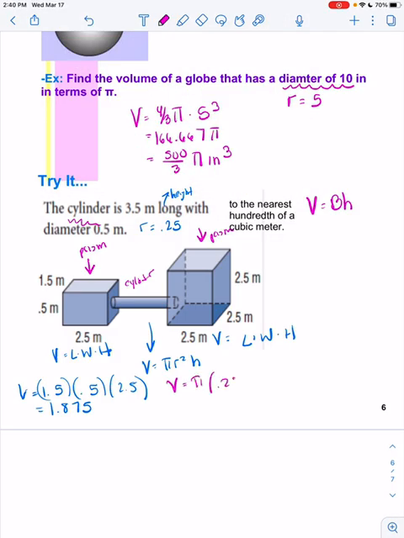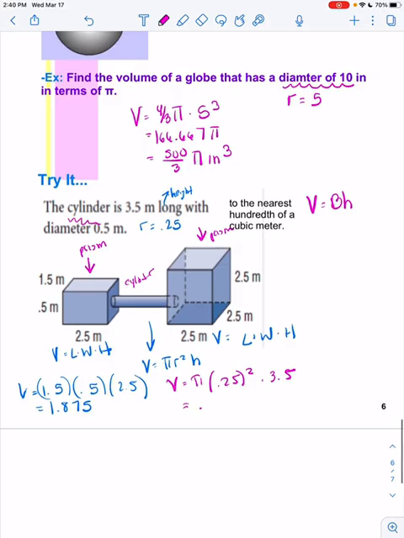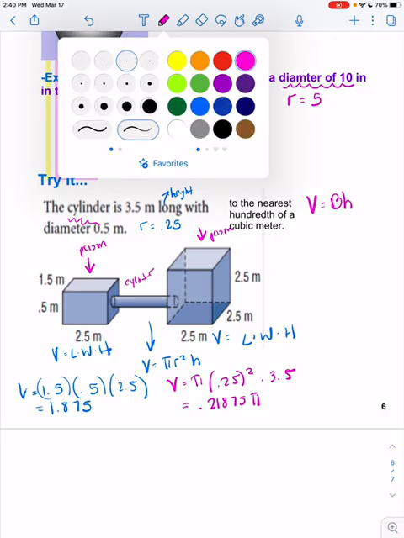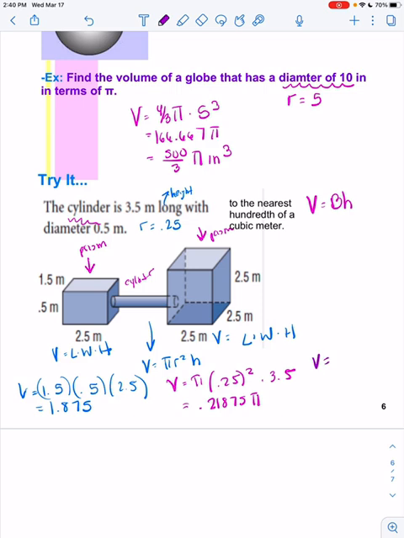Change the colors just so you can see the difference for the middle shape. Pi times 0.25 squared times 3.5. And it said to the nearest hundredth, so I am going to have to multiply by pi. I'm going to leave it in terms of pi just for now. I'll do it at the end. And then my shape on the right is 2.5 times 2.5 times 2.5, or 2.5 cubed. And that's 15.625. And again, I have to add these three things together.